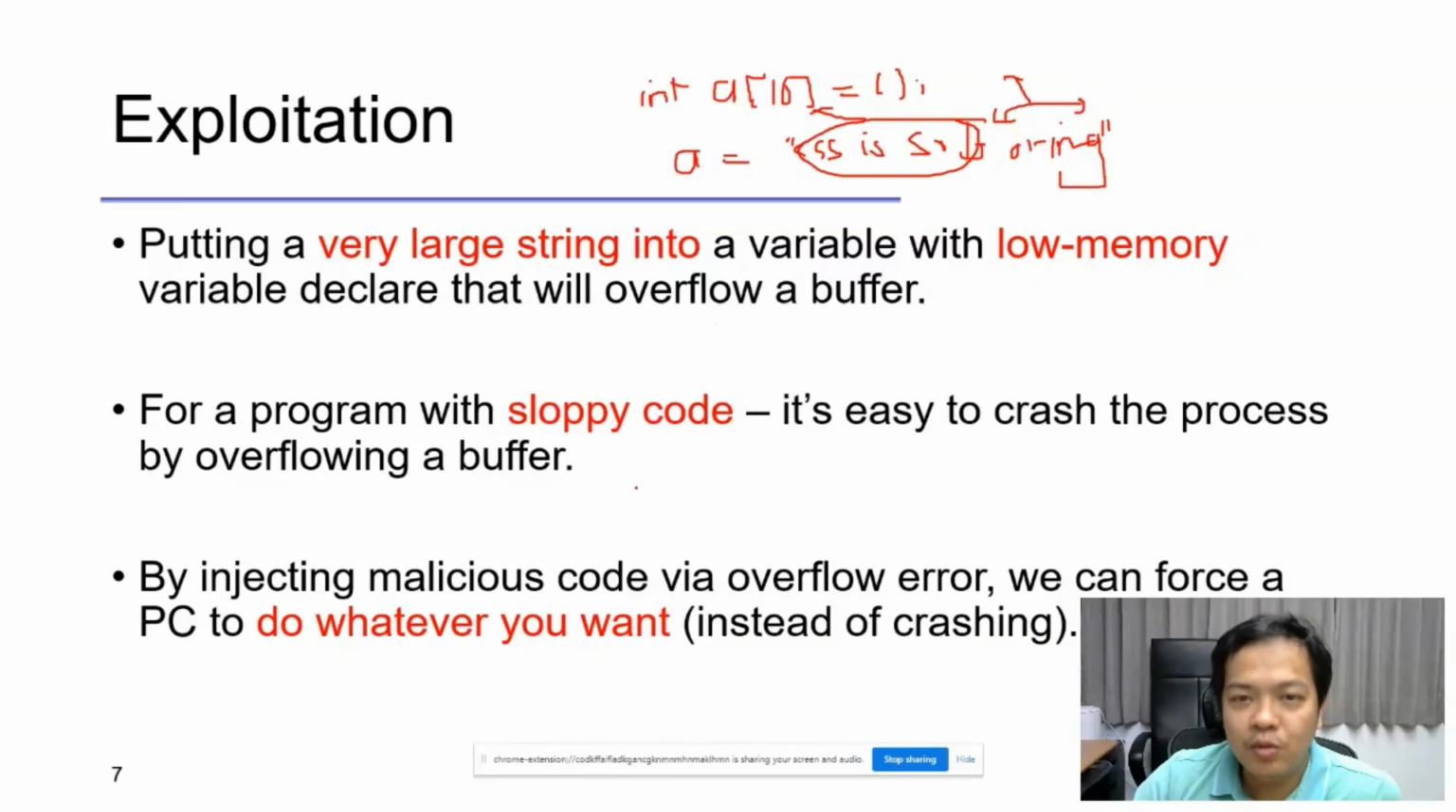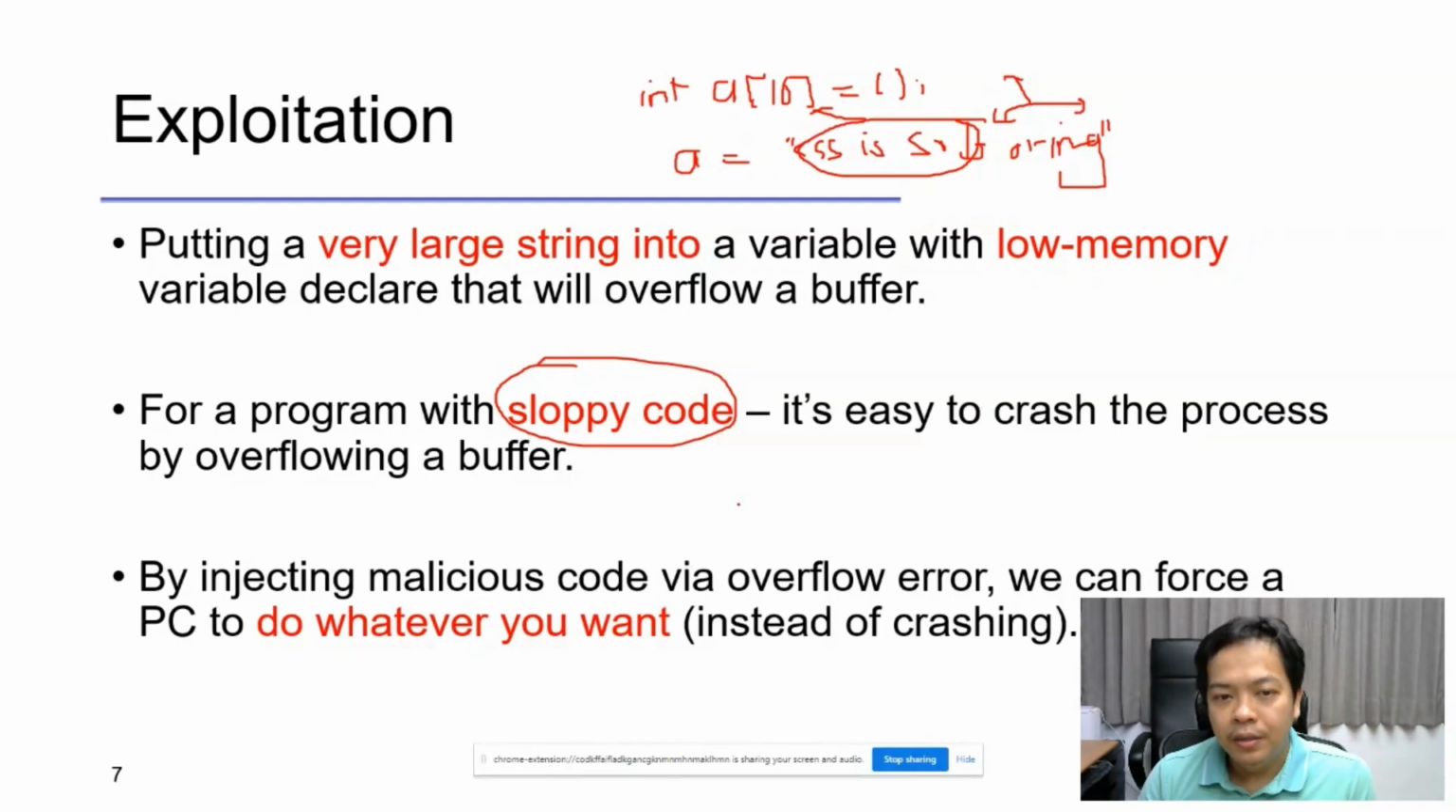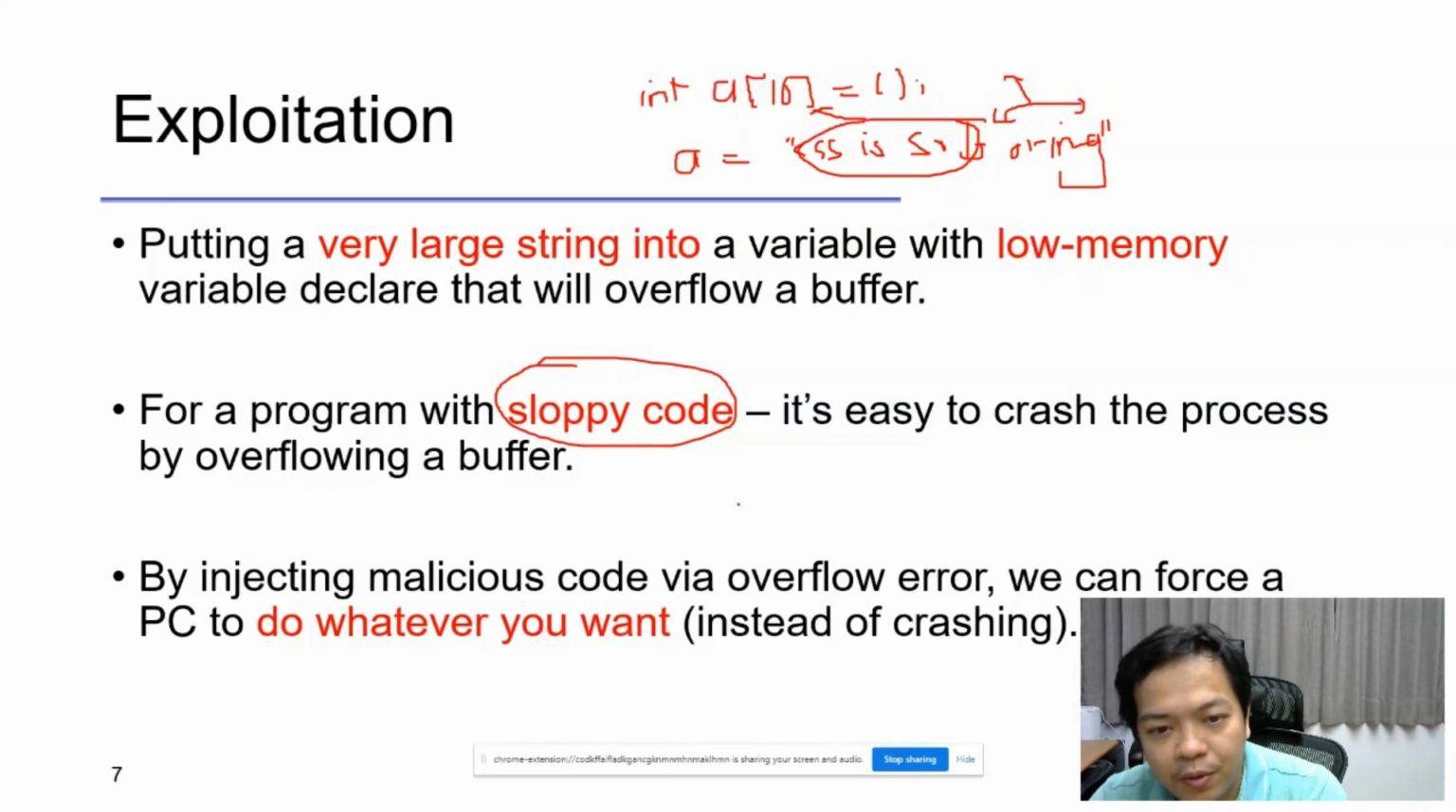Because this is caused by sloppy code. You know, not everyone codes very carefully. Sometimes the code has a problem, and maybe we code very quickly because we don't have time, and sometimes that causes errors. So this kind of sloppy code very easily crashes the process through a buffer overflow.